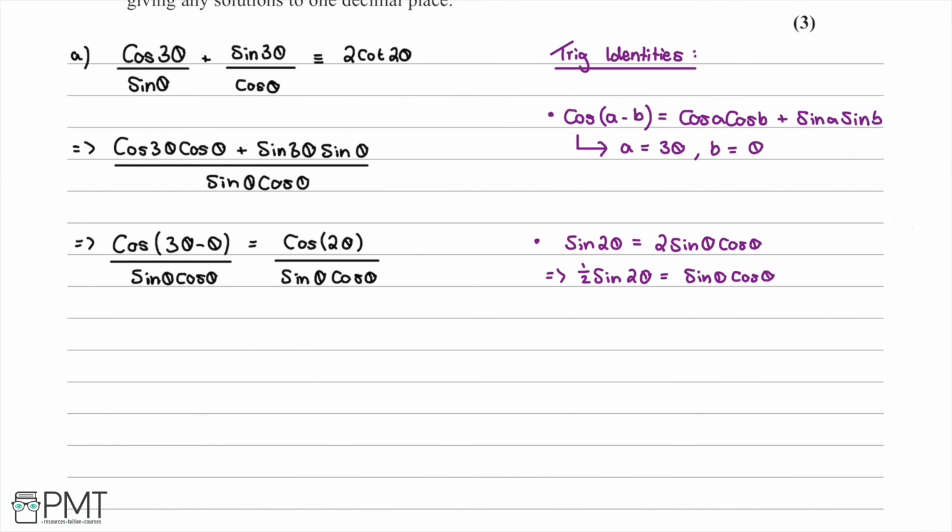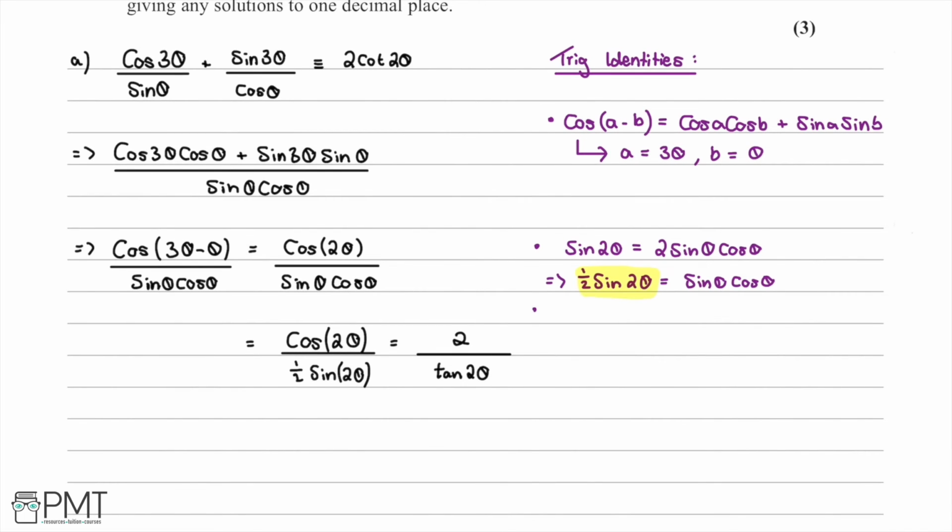So what we can then do is we can replace sine theta cos theta with 1/2 of sine 2 theta. So therefore, this is going to be equal to cos 2 theta, and we then divide by 1/2 sine 2 theta. So now, we know that if we are dividing by 1/2, that is going to be equal to multiplying by 2. And then we know that when we have cos over sine, that is going to be equal to 1/tan. So in this case, our denominator here will become tan 2 theta. And we'll just note down here that cos theta over sine theta is equal to 1/tan theta.